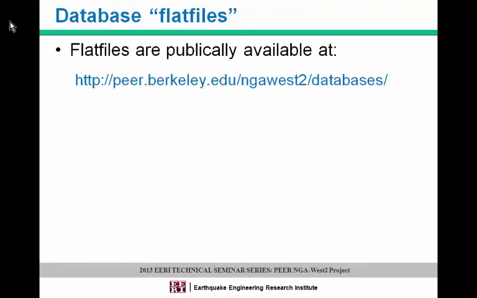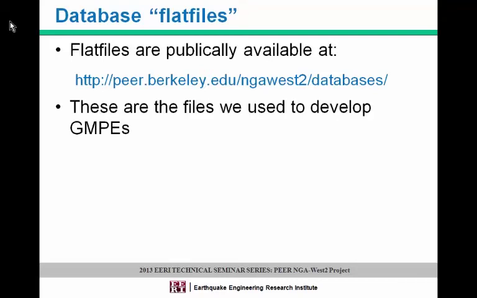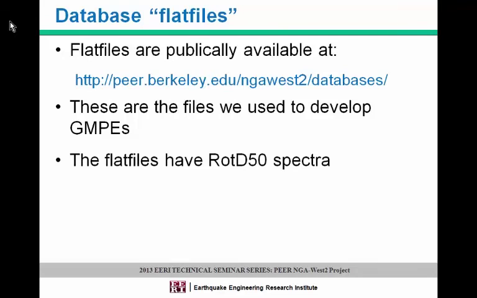Flat files are publicly available. This is what we're really proud of. Everything is transparent. There's no hidden file that we have and you don't have. You have exactly all the background data that we used for our development of GMPE. You can download the flat files from the PEER website. There are 11 of them for 11 damping ratios. The spectral ordinates are what we use for development of our GMPEs, or RotD50 spectra.